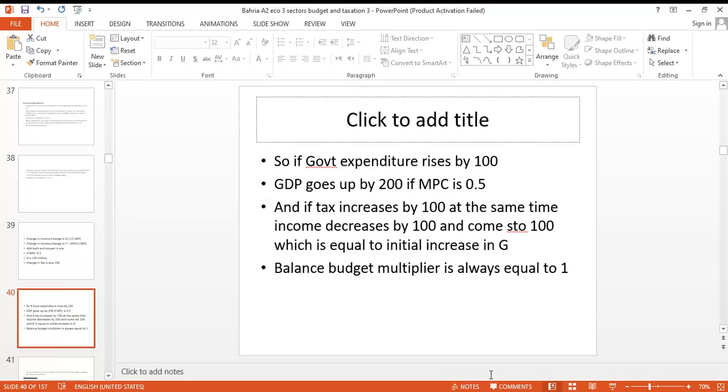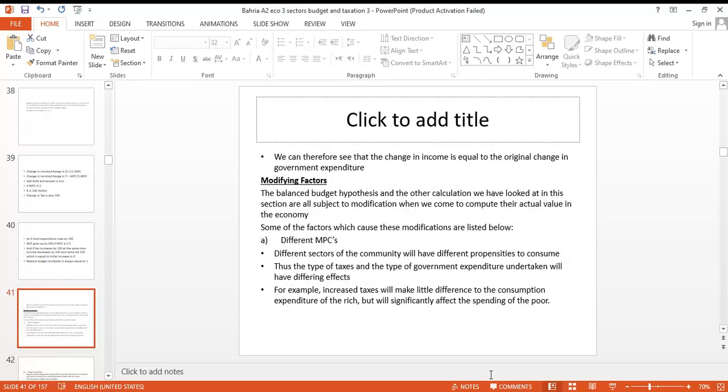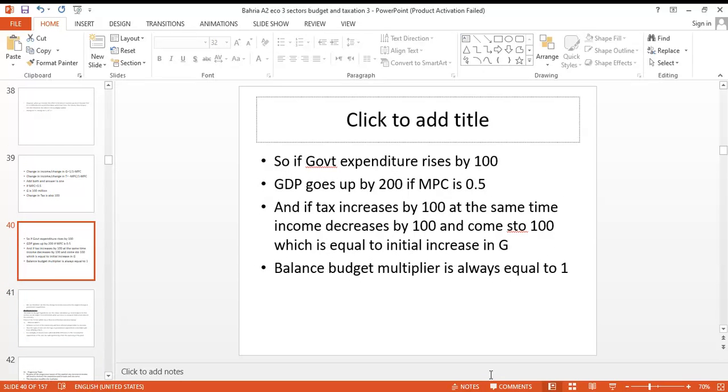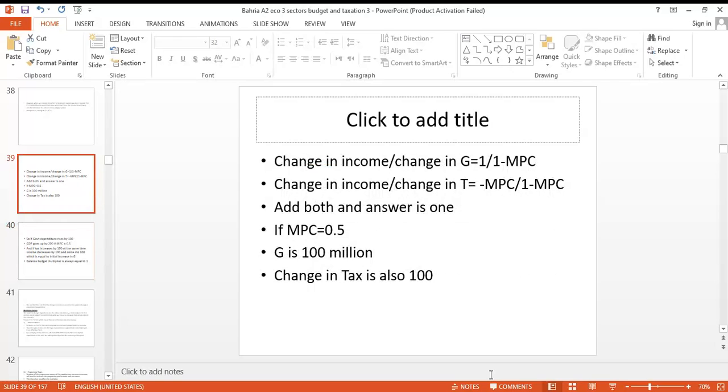So instead of going into this long calculation, what you can do is, if the government increases its expenditure by 100, just multiply it by 1, and you are going to get the actual injection that takes place in the economy in a balanced budget situation. That is very important. This is the balanced budget situation. All right, and you can work out this balanced budget multiplier equal to 1 also. How can you do it?